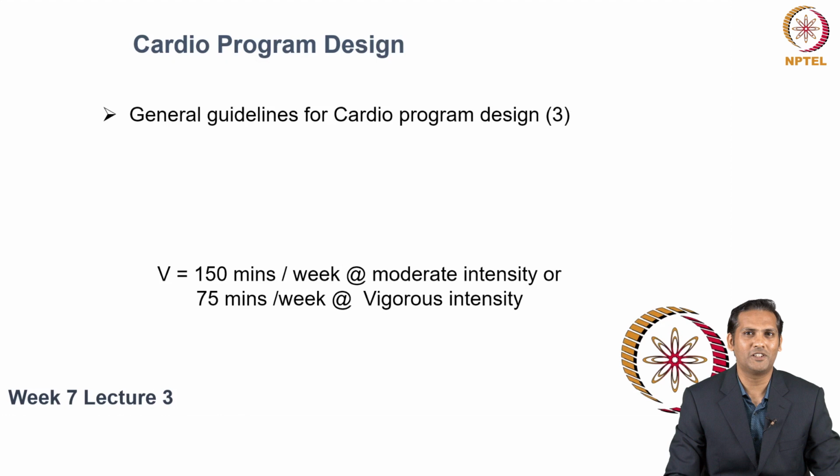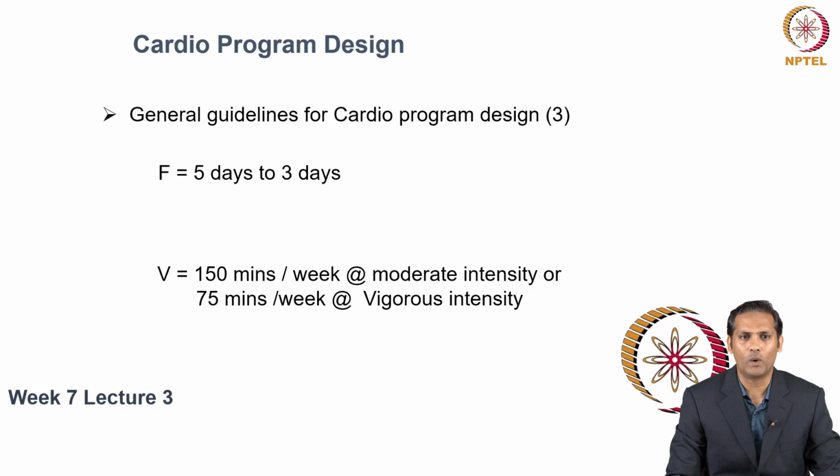The next part is the general guidelines to be considered, which is given by ACSM if you want to improve your cardio fitness. It starts by considering the volume. The general guideline is you should be training 150 minutes per week at moderate intensity or 75 minutes per week at vigorous intensity.